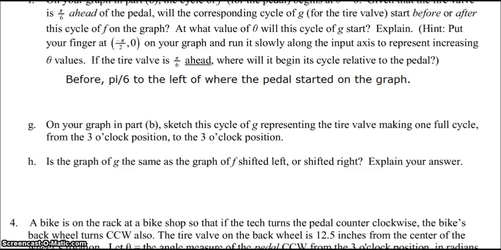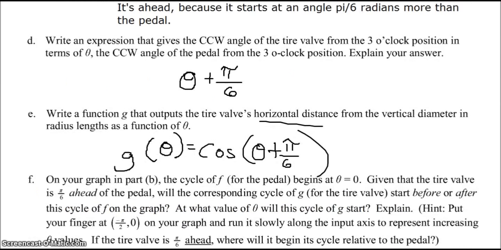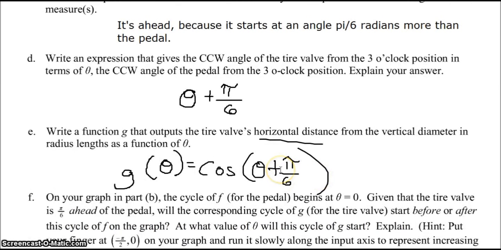Is the graph of G the same as the graph of F, shifted left or right? Yes, it is the same as the graph of F, but shifted left pi over 6 units. And we have a plus here, and that plus signifies we have a horizontal shift left pi over 6 units.